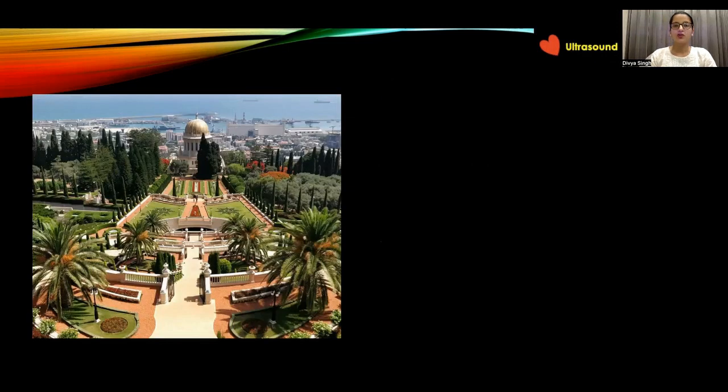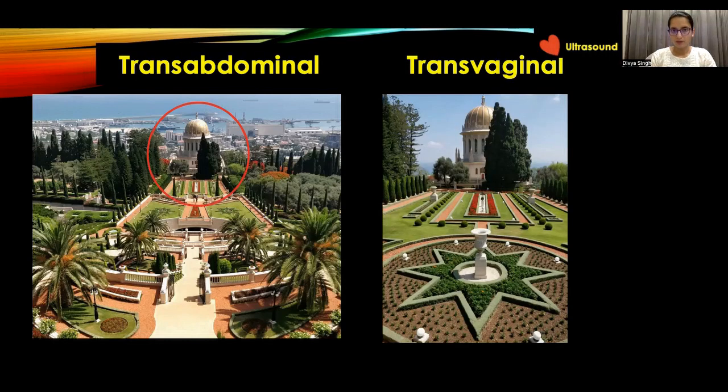Now, this is just to show you a difference between the appearance of transabdominal and transvaginal scan. This is a picture of the Haifa gardens in Israel. And as you can see here, you can see a lot of stuff and get a general overview of the garden from this picture, which is similar to what a transabdominal image looks like. But if you are to see this temple in the center of this garden, you would need to go further, and that is exactly what we do in transvaginal ultrasound.